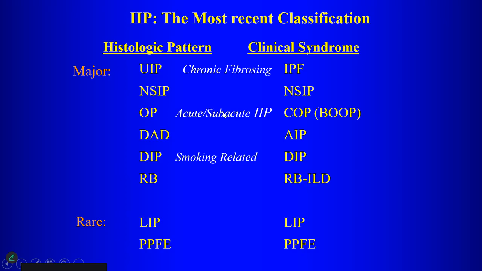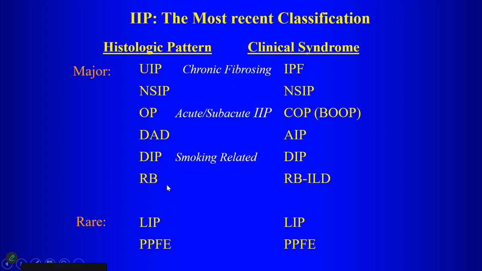There's also a slight difference sometimes between the histologic pattern and the clinical syndrome, or the actual disease name that we attach to it. So the histologic pattern of UIP is associated with the idiopathic interstitial disease of idiopathic pulmonary fibrosis. NSIP and NSIP are the same. Organizing pneumonia is the histologic pattern associated with COP. Diffuse alveolar damage, essentially ARDS, is the histologic pattern associated with AIP. DIP and DIP are the same.